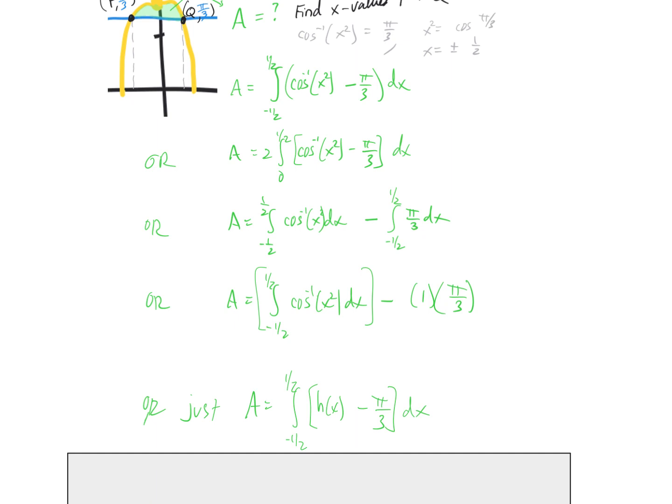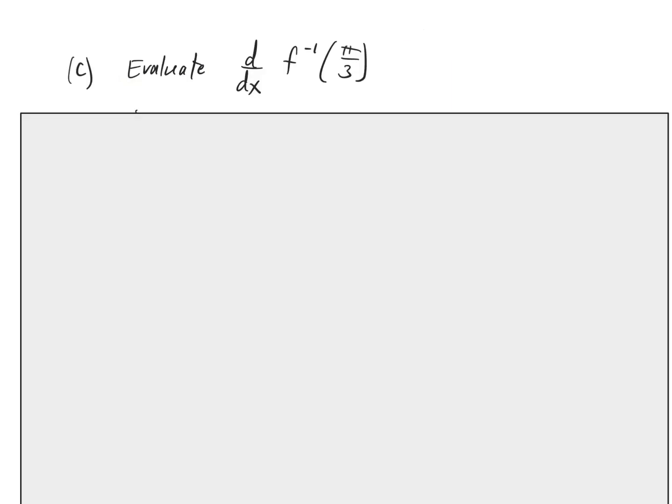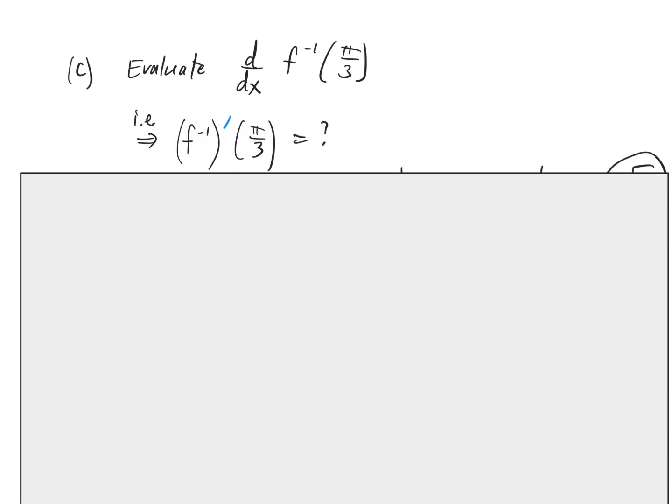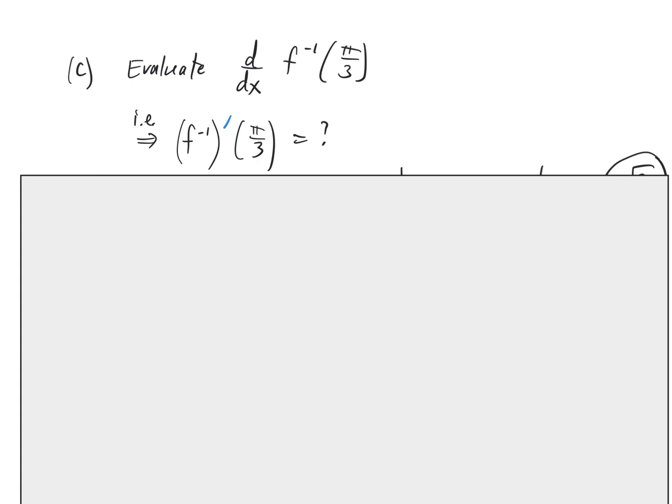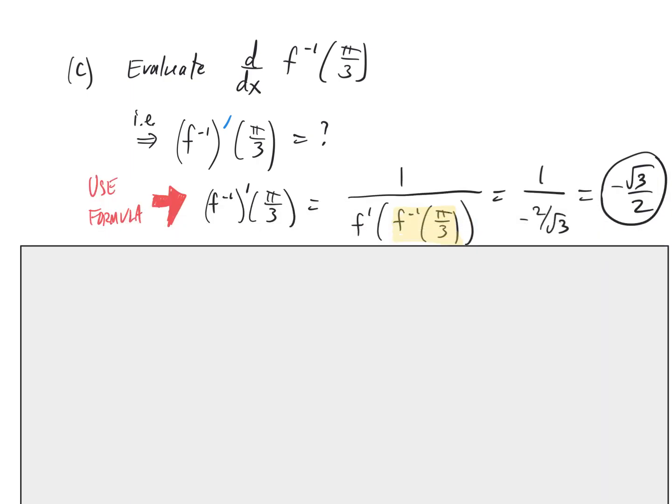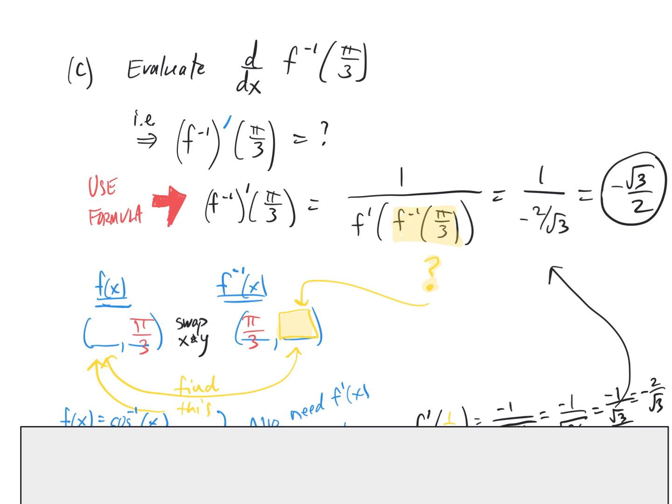Onward to part C. For the last part of number 5, they ask us to evaluate the derivative with respect to x of the inverse function. That's equivalent to saying, what is f inverse prime of pi over 3? So for this one, you'll definitely need to know the formula. F inverse prime will be 1 over f prime of f inverse of that x value. So remember, within the function and its inverse, x and y just swap. So we need two things. We need the derivative of f. We also need f inverse at pi over 3.